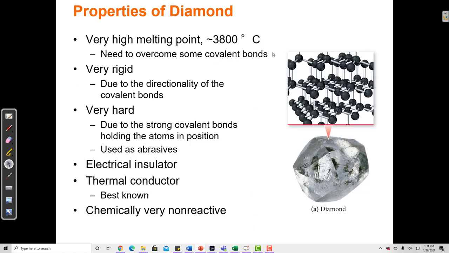In diamond, these electrons are stuck in between these atoms and they cannot move at all because these are incredibly strong bonds. And so because the electrons are stuck in incredibly strong bonds, we say diamond is an insulator, an electrical insulator. It does not conduct electricity. It's very, very hard to get those electrons to move.